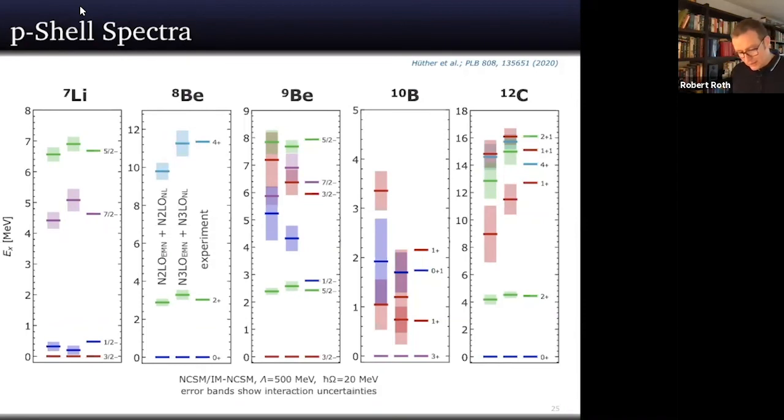And you see this is quite interesting. It's really strongly dependent on the state that you're looking at.